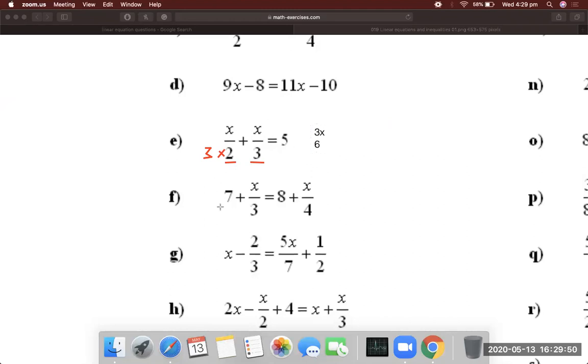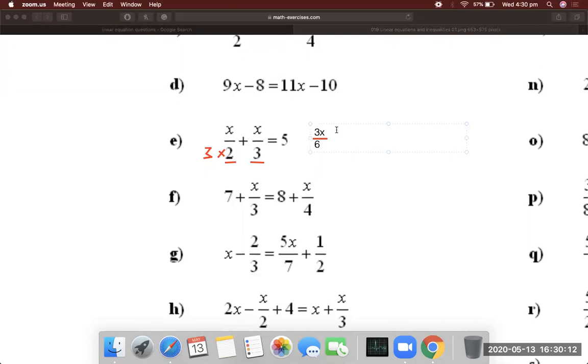Can you go a bit slower because I'm trying to write this down? Yeah, no problem. So when you multiply the base by 3, you have to multiply the top by 3 as well. So the fraction on the left becomes 3x over 6.